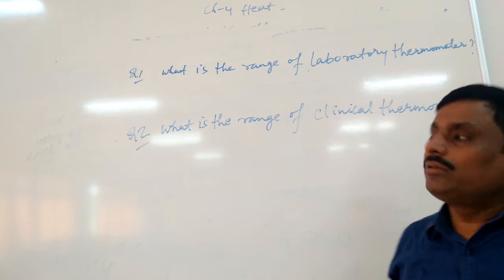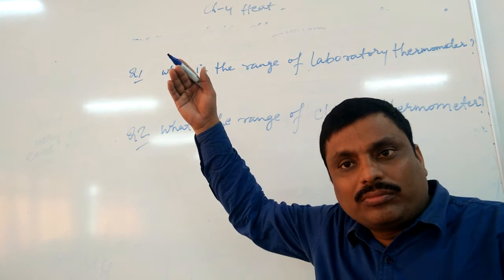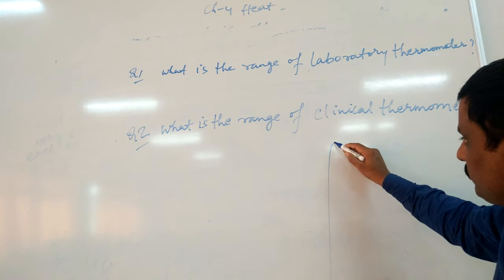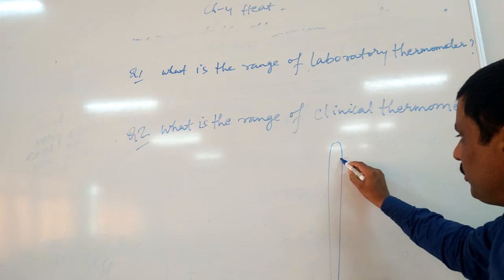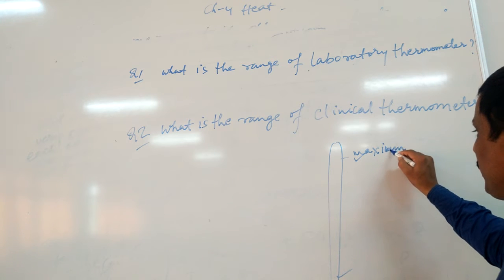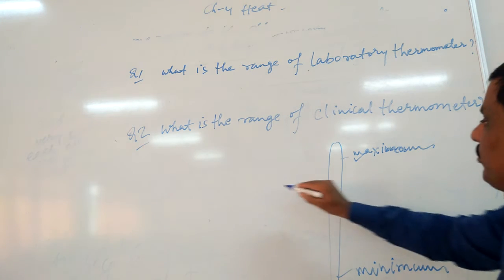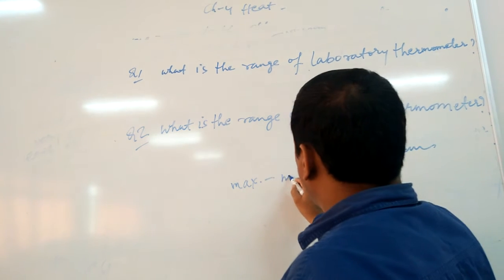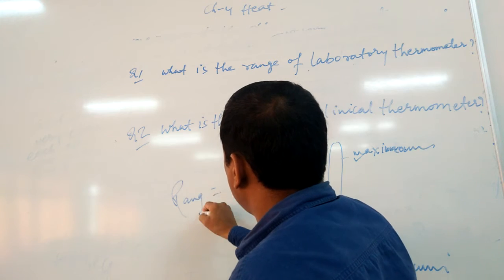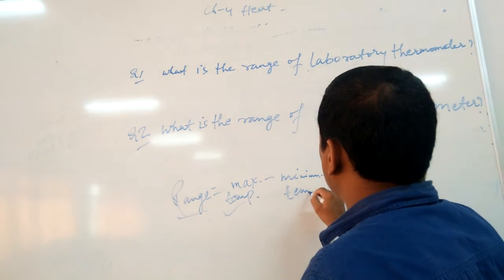Range means what? Before going through the question, if anyone asks what you mean by the term range in a thermometer: maximum minus minimum. If a thermometer has its divisions, the maximum value minus the minimum value of temperature is called the range of temperature. Maximum temperature minus minimum temperature gives the value of range of temperature.